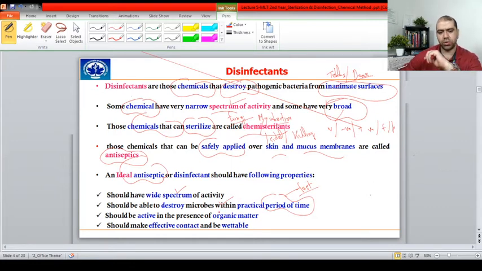Now they should also be active in the presence of organic matter. Organic matter is whatever you eat, for example rice or potato, when you eat them and throw them out. In the presence of these organic matters, your disinfectant or antiseptic should be active. Another feature of an effective disinfectant is that it should have effective contact with the microorganisms, and they should be wettable. Wettable means they should wet the microorganisms so that it comes in close contact with them.